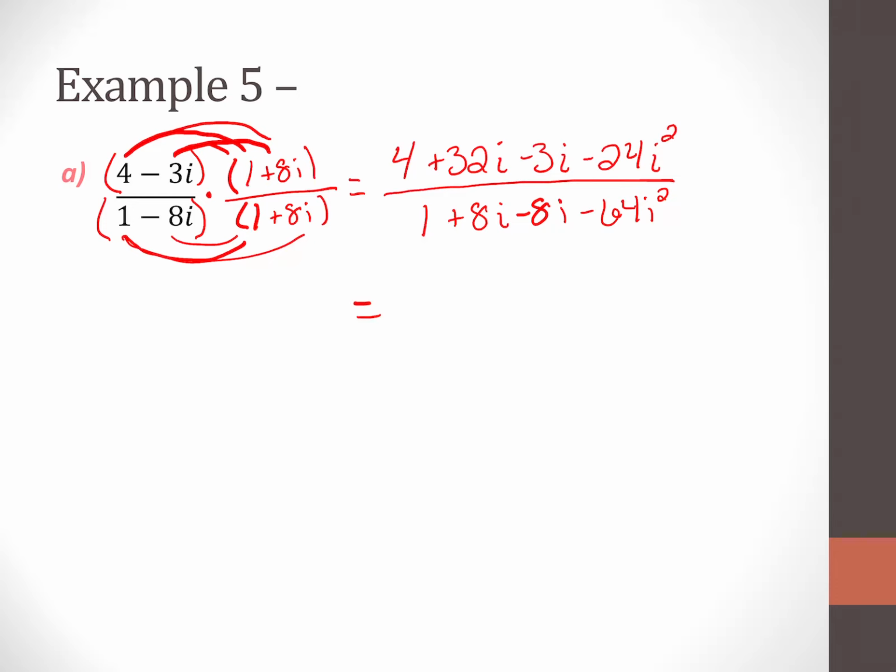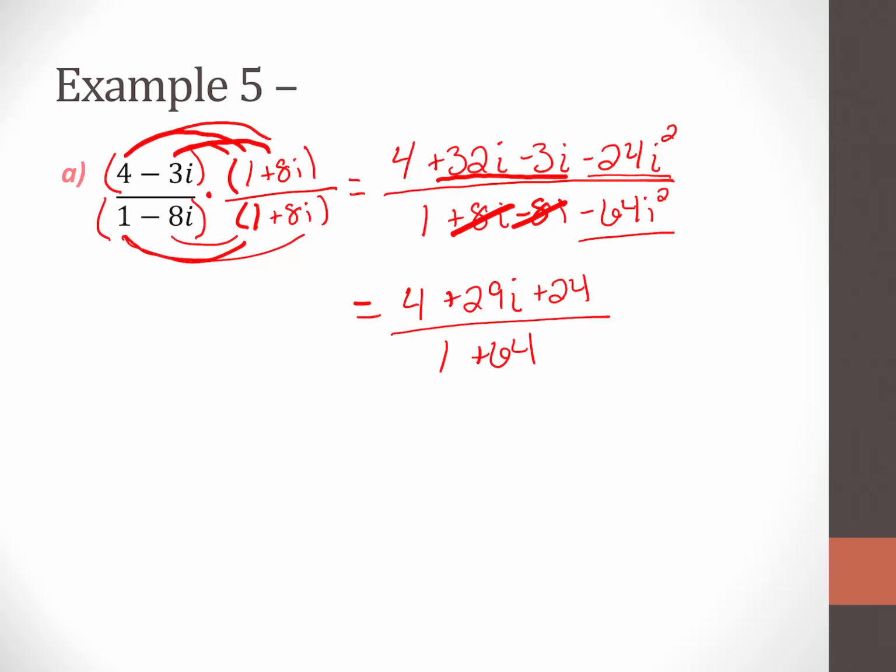So top, I would have 4. If I put together my i's right here, it would give me plus 29i. And then the minus 24i squared would be plus 24. On bottom, the middle i's cancel, so I would have 1. This would turn into plus 64. So on top, if I combine like terms, 4 plus 24 is 28 plus 29i all over 65.